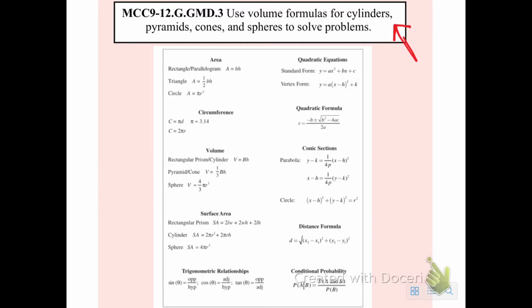It will be on the front cover for the first part and the back cover for the second part on the EOCT. If you'll notice, right here on the formula sheet, it's entitled volume. So those are the formulas you're going to use. If you look at all the formulas, there is a capital B, and the capital B stands for the area of the base.